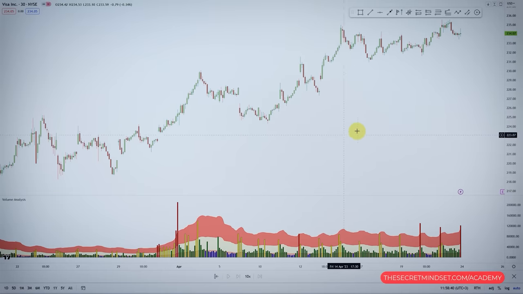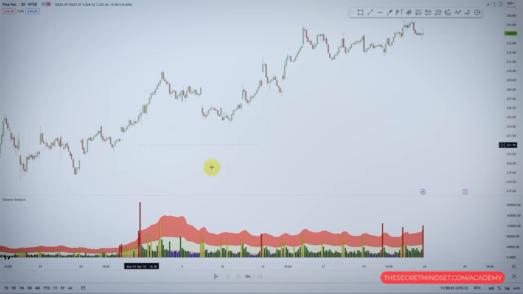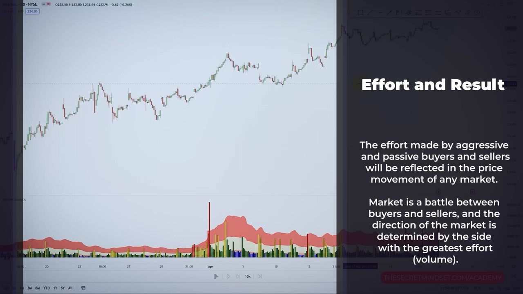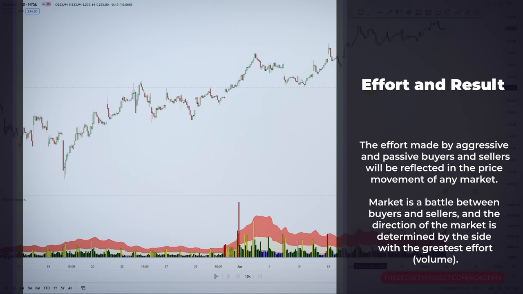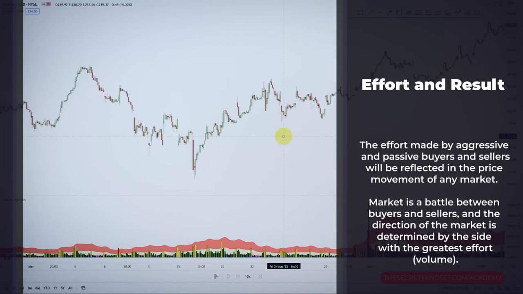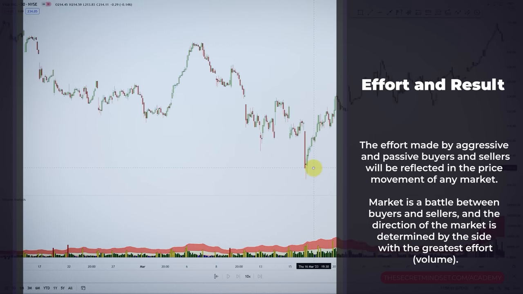The law of effort versus result is another fundamental principle of Wyckoff theory and one of the most important concepts to follow the smart money on any market. This concept states that the effort made by the aggressive and passive buyers and sellers will be reflected in the price movement of any market.